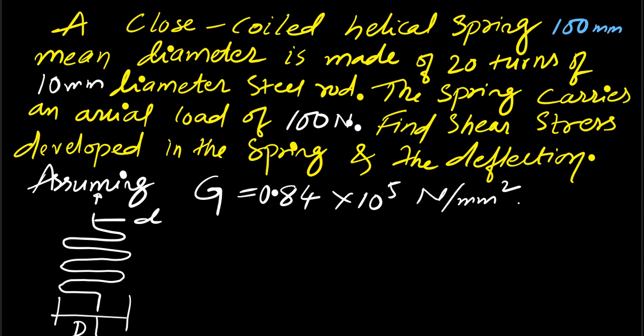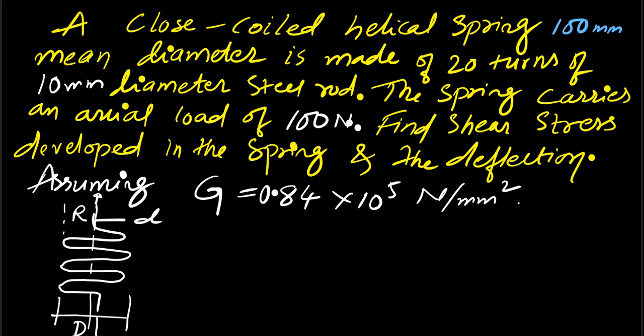If you want to know the radius of the spring, from the center of the spring, half of the diameter will be taken as the radius of the total spring. So these are some parameters, and you need to calculate the stresses developed in the spring, or sometimes you have to calculate the deflection of the spring.